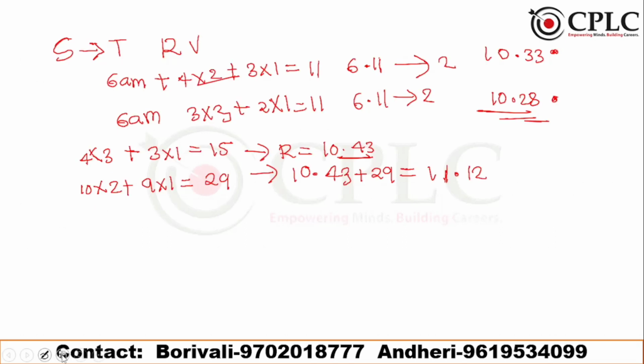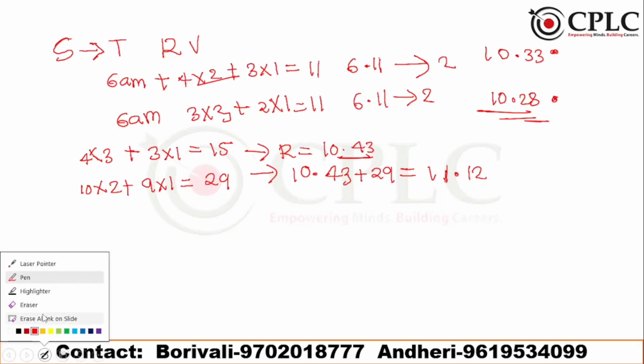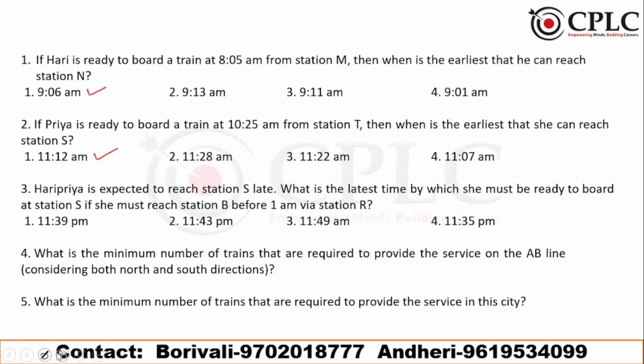That's how you could have done this question. Okay, moving on to the next one, the third one. Haripriya is expected to reach station S late. What is the latest time by which she must be ready to board at station S if she must reach station B before 1 a.m. via station R? So S to R is what we are trying to calculate.